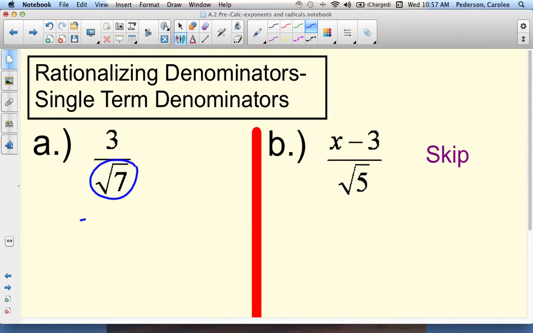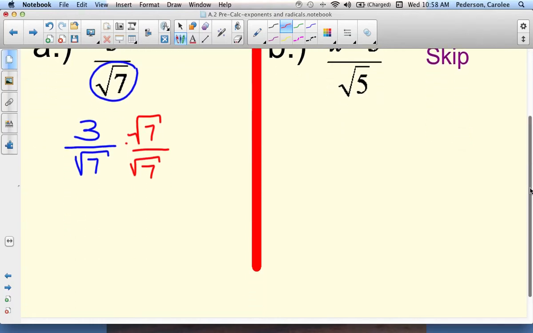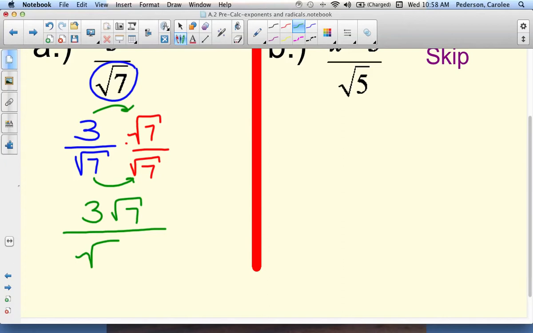And how this works, I'm just going to go ahead and rewrite the original problem again. So 3 over the square root of 7. And then I'm going to multiply the numerator and the denominator by that radical. And now we're going to multiply across. So 3 times the square root of 7 is 3 square roots of 7. And then square root of 7 times square root of 7 is the square root of 7 squared.